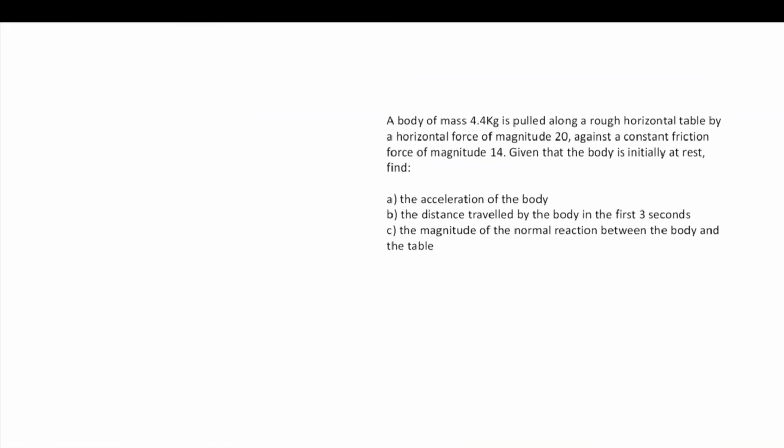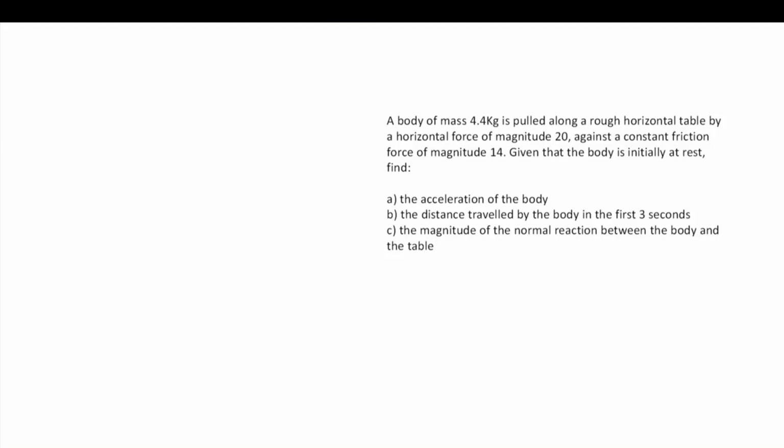In this question, we're told that a body of mass 4.4 kilograms is pulled along a rough horizontal table by a horizontal force of magnitude 20, and this is against a constant frictional force of magnitude 14. Given that the body is initially at rest, we're asked to find, firstly, the acceleration of the body.